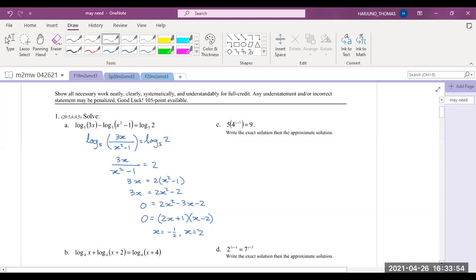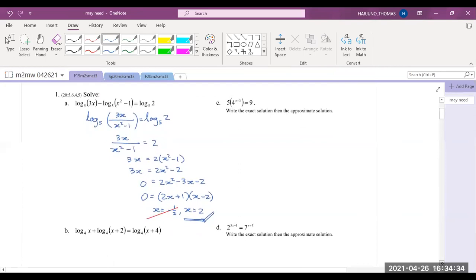Right? Now then you check against the argument. For example, x equals -1/2. When I plug in here, is it okay? It has to be positive. Now 3 times -1/2 is negative, so I have to cross it out. This one is not okay. How about when I plug in 2? 3 times 2 is positive. 2 squared is 4 minus 1 is still positive. So that one is okay. That's it. Okay, that's for part A.